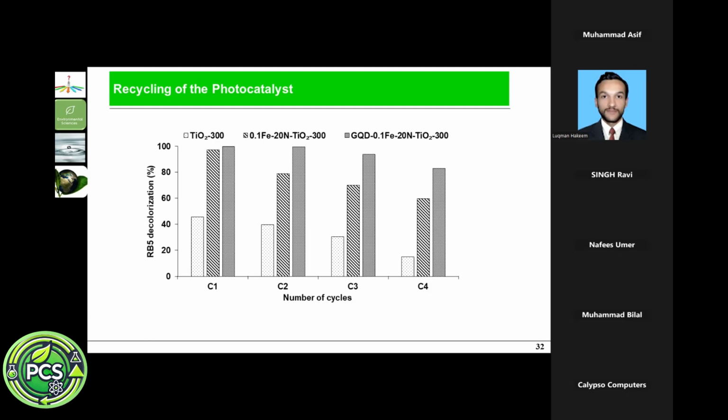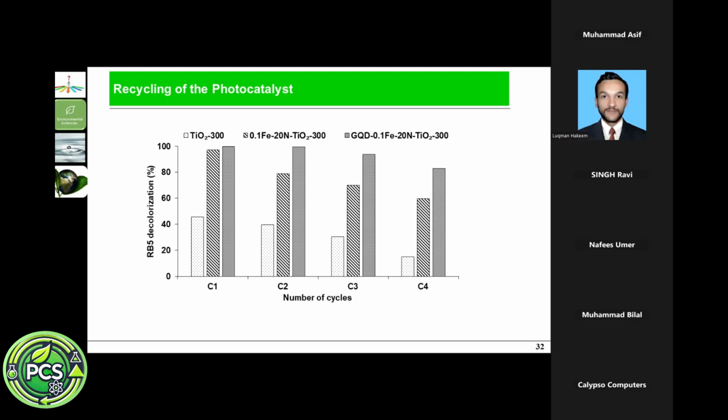Okay, thank you. And the last thing is, during these experiments, did you try going for the real wastewater? You showed some pictures for the sampling. So did you try to check the activity of your material on the real wastewater?